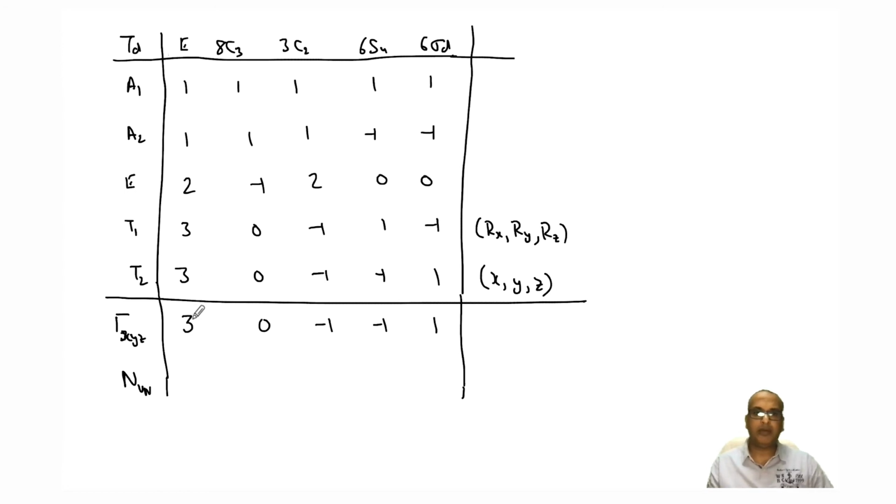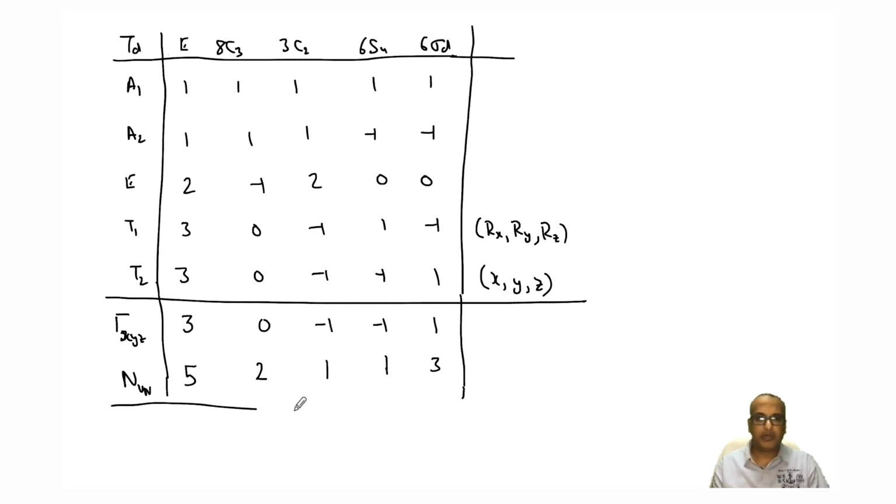So under E, it will be 5. All 5 atoms will remain unshifted. Under C3, it will be 2 atoms, proton and carbon, right? The rest of the 3 protons will move. So you have 2 unshifted. In C2, you have only 1 unshifted. In S4, again, there is only 1 unshifted. For sigma d, a plane will be formed by at least 3 atoms, so you will have 3 unshifted, right?